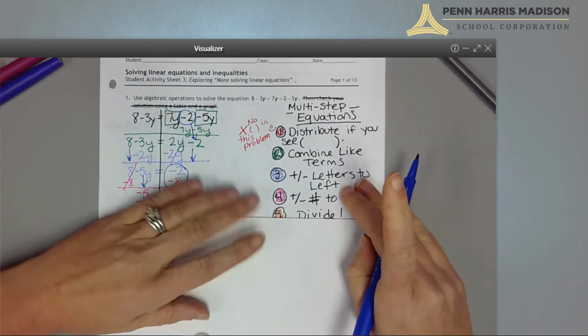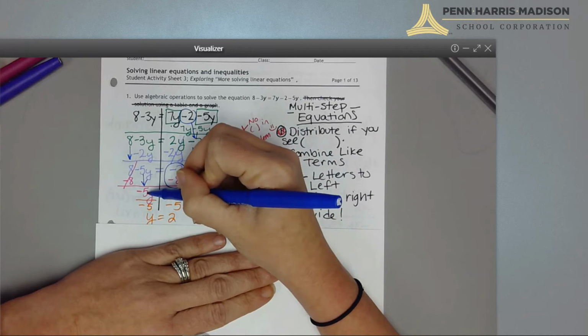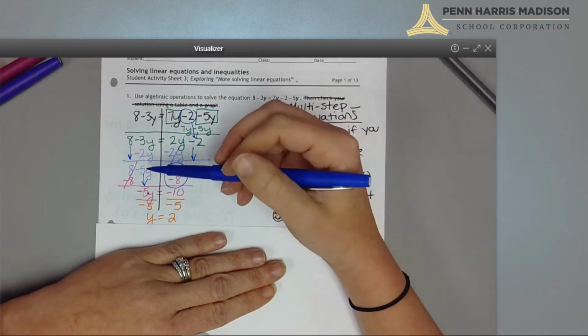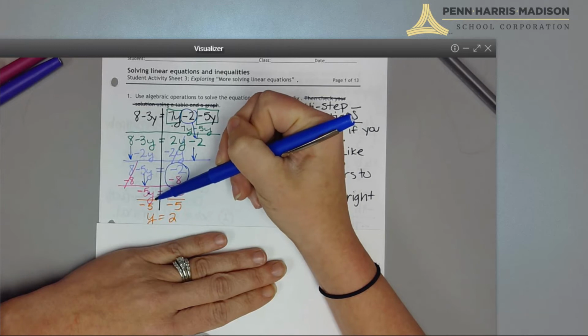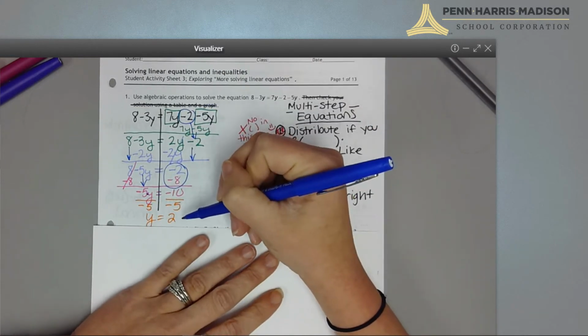And then that last step, guys, it's multiplication. So that means we divide because it's negative 5 times y. We're going to undo that using divide. Divide both sides by negative 5. Leaves me with 1y equals positive 2.